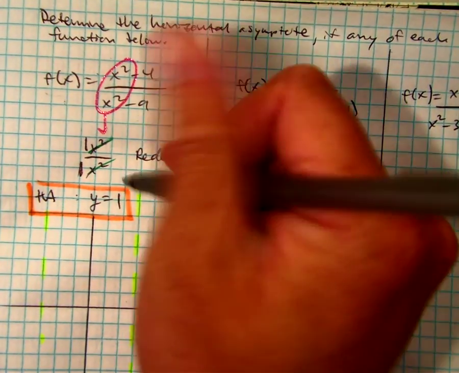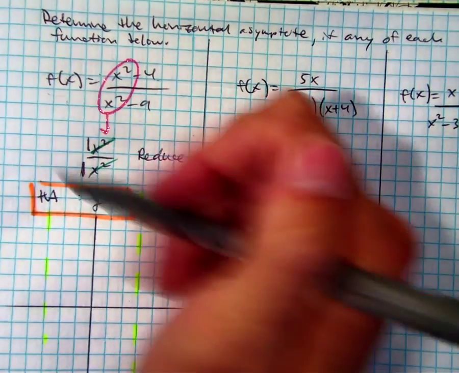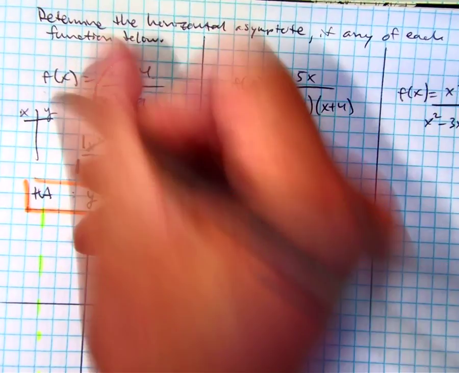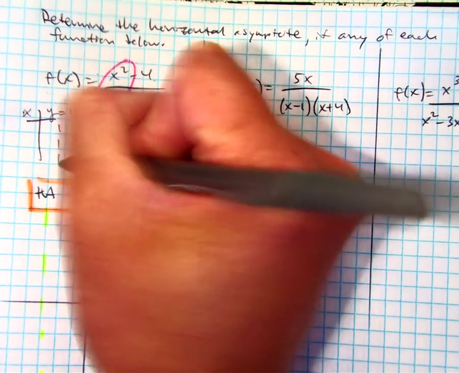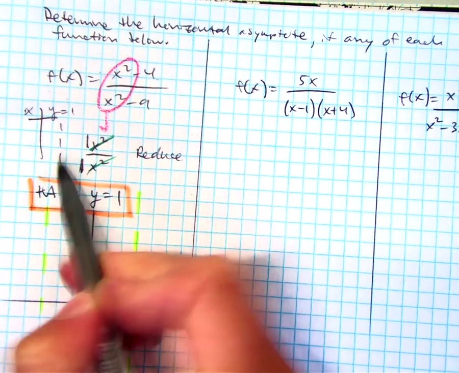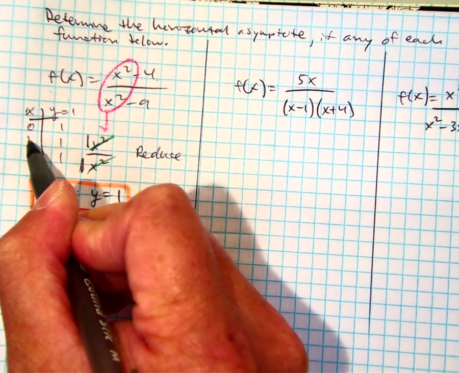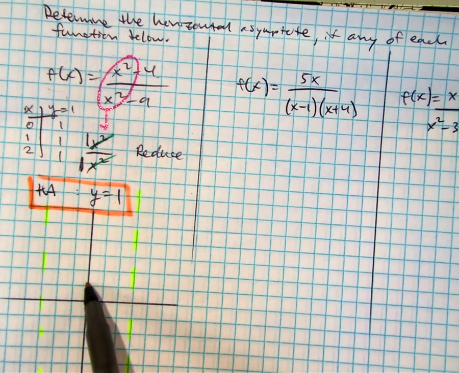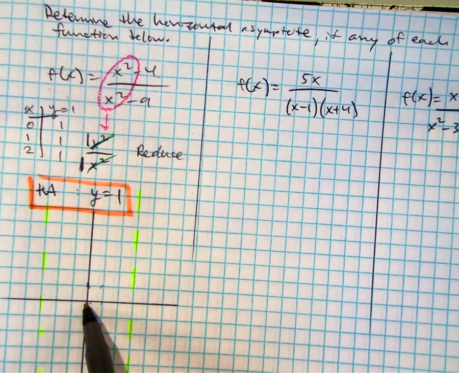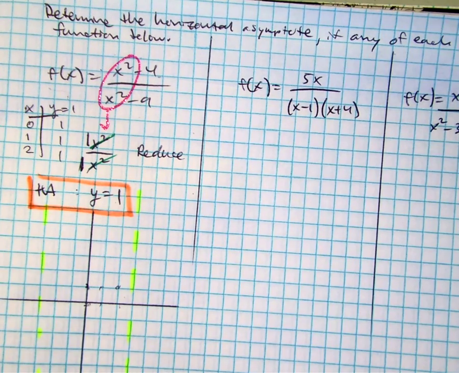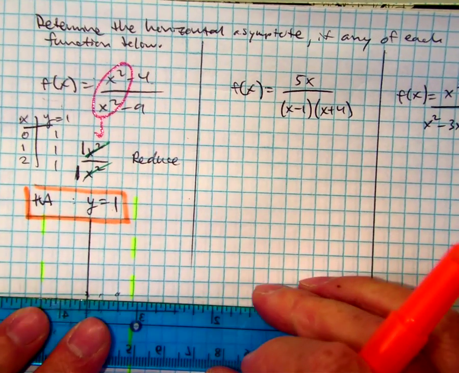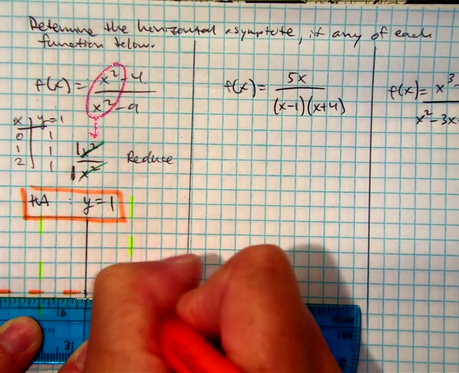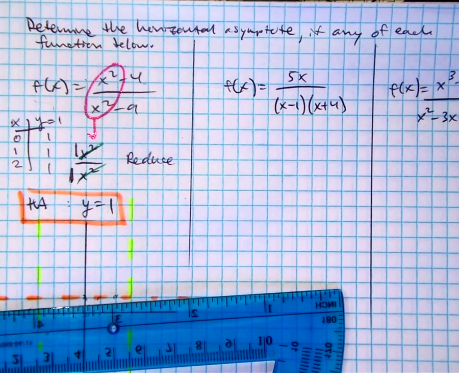Now, if you had a table of values, I just want to reinforce the idea of horizontal. If you had a table of values here, and y is equal to 1, all of your y values are equal to 1. You can make up some x values, and you'll notice 0, 1, 1, 1, 2, 1. This is the horizontal line of y equals 1. There is my horizontal asymptote.